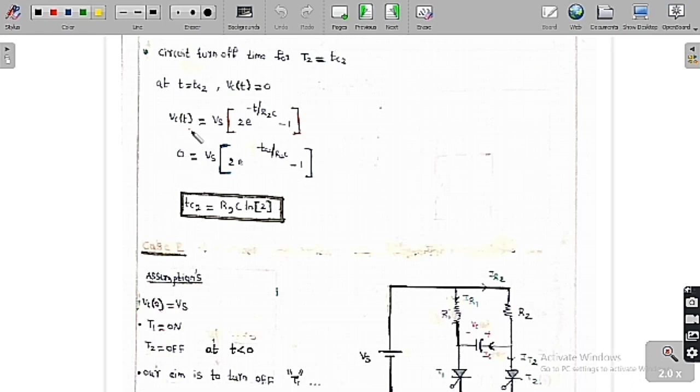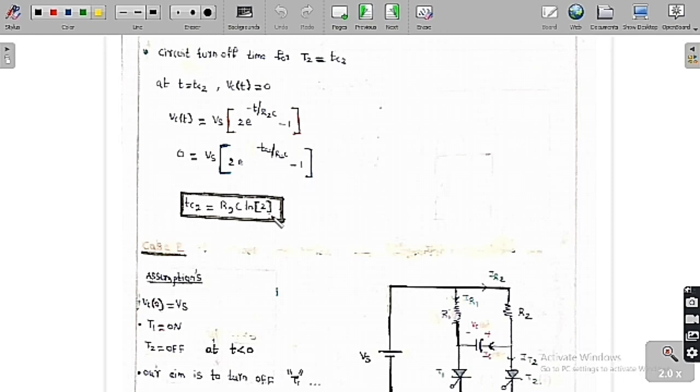If you substitute Vc of t equal to 0 at Tc, the circuit turn off time, you are going to get the expression of the circuit turn off time, which is R2 into C into ln2. So up to this much amount of time, the capacitor voltage is positive. If the capacitor voltage is positive, it is providing a reverse bias across the thyristor T2. That is the meaning of this one, which is R2 into C into ln of 2.